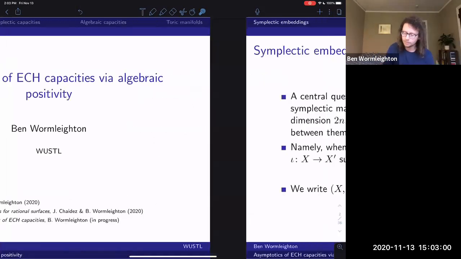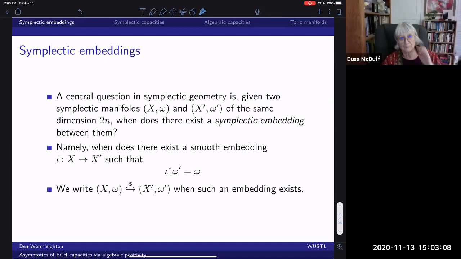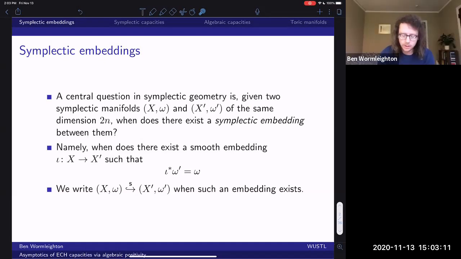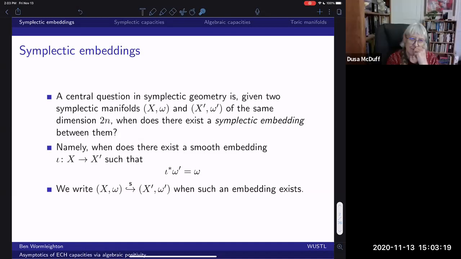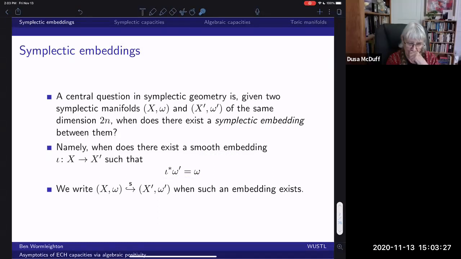Okay. So the general context for what I want to talk about is a story which I'm sure is familiar to many of you, symplectic embeddings. So a central question is given two symplectic manifolds, X, omega, X prime, omega prime, let's say of the same dimension 2n, when is there a symplectic embedding between them? So namely, when is there a smooth embedding such that it plays nicely with the symplectic forms? The restriction of omega prime is omega.